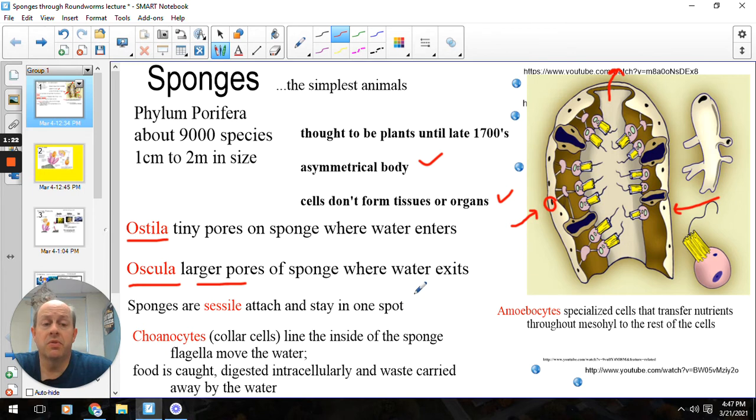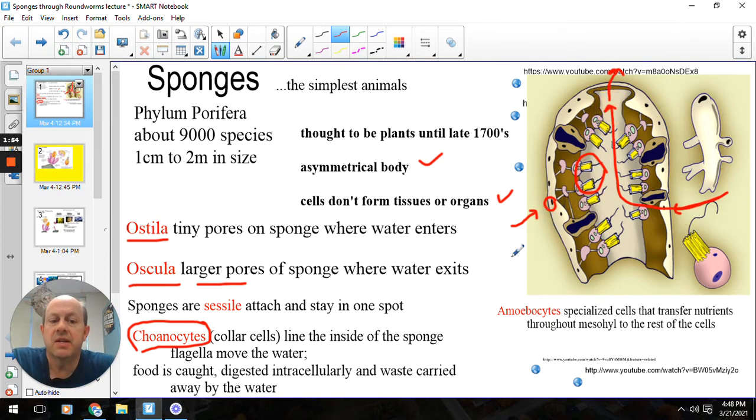And so what enables the water to move is going to be this. So the key cell feature for sponges is going to be the choanocytes. These are sometimes called collar cells, and so that would be these guys here. And so they line the interior of the sponge, and they've got this little sticky collar around them, which is where we get that collar cell name. And then they have a flagellum, and so the flagellum will beat back and forth and create a current for that water to go in through the ostia and then out through the oscula.